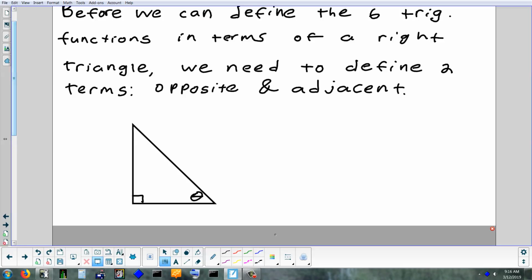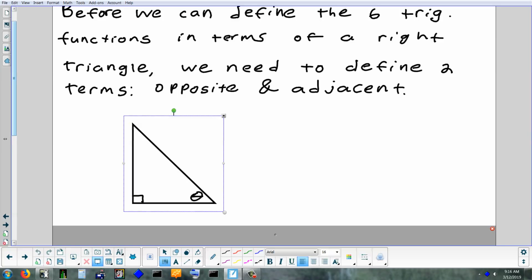Unlike the word up. For us, up doesn't matter which way you turn, as long as you're standing on your feet, up is the ceiling. It doesn't matter if you face the door or if you face the windows. So that's more of an absolute term. Up is always the same way for all of us if you're standing on your feet. So let's look at opposite and adjacent.